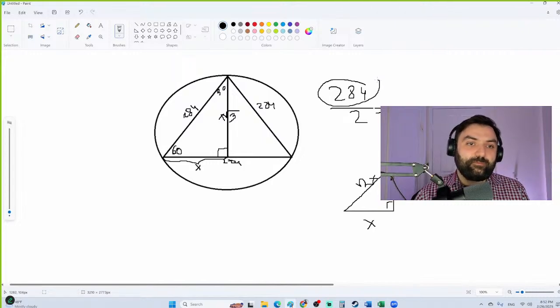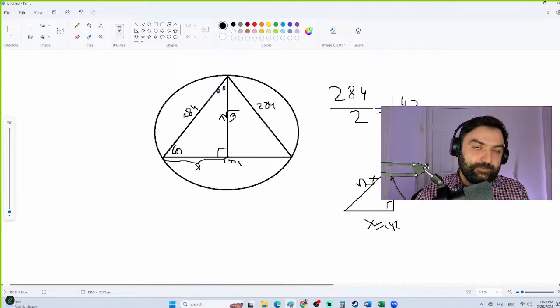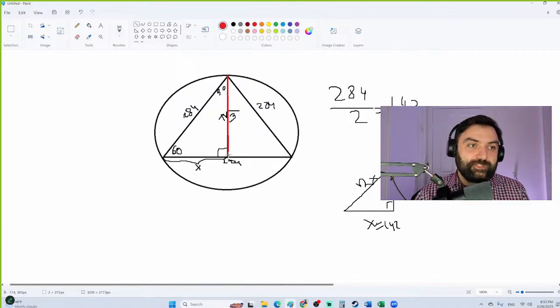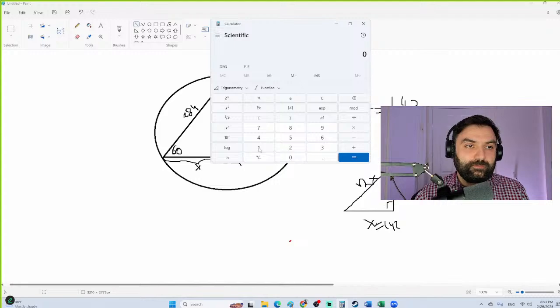Right now, the 2x is 284, so it's going to be 142. This side is going to be 142. We don't need it, but I'm just showing you why I'm doing it. And this is going to be 142 square root of 3. But 142 square root of 3 is going to be this whole thing. And just like I said, I'm going to go for it and multiply it by 2/3. Like 142, I'm going to multiply by 2 and divide by 3.